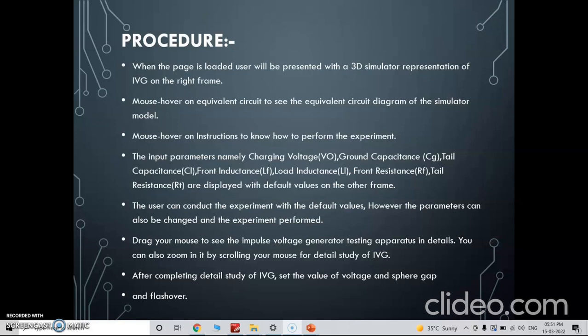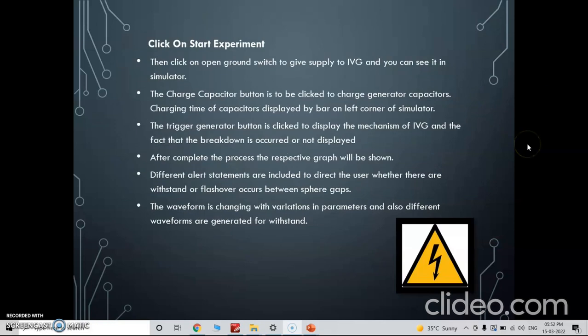to our requirements, and then we take a flashover to perform some simulation techniques on the impulse voltage generator. Yeah. So after that, following the procedure, we click on start experiment to perform the simulation and also to demonstrate the practice on the impulse voltage generator. Suppose we click on open ground switch to give supply to the IVG, and then we see it in the simulator.